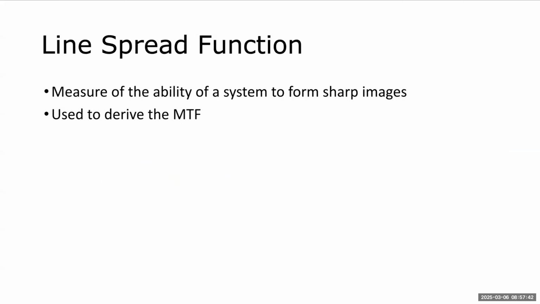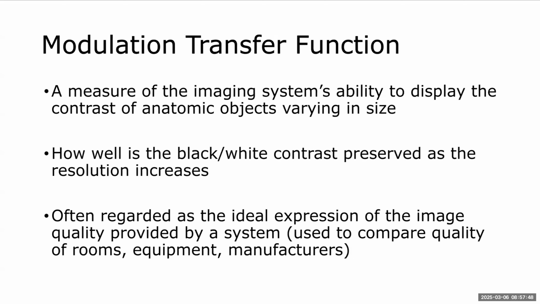they can use these things to derive the modulation transfer function, which is a measure of the imaging system's ability to display the contrast of anatomic objects varying in size, which means it's literally a plot of contrast to spatial frequency. Spatial frequency meaning that's how we measure object size. Another way to think of it is how well is the black and white contrast preserved as the resolution increases.